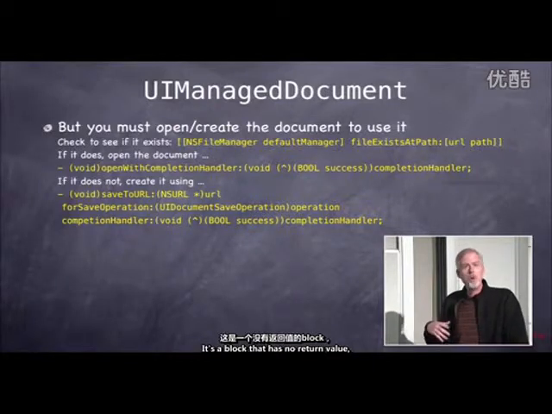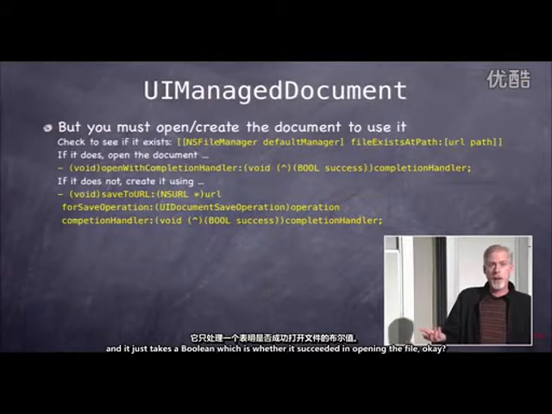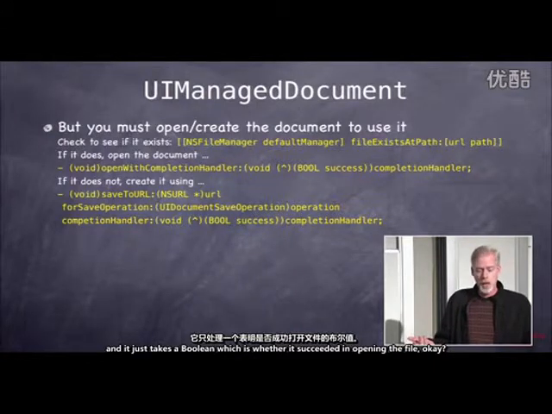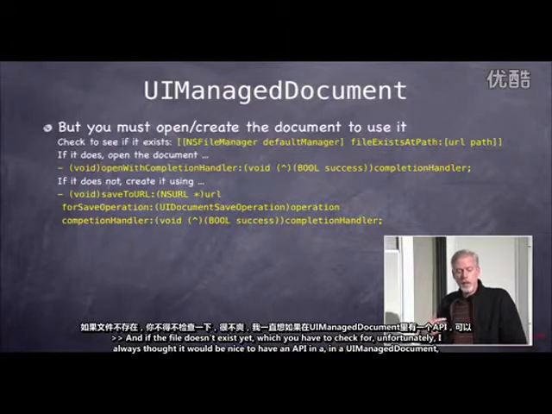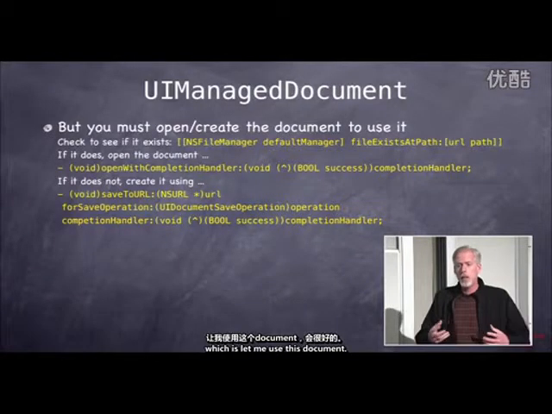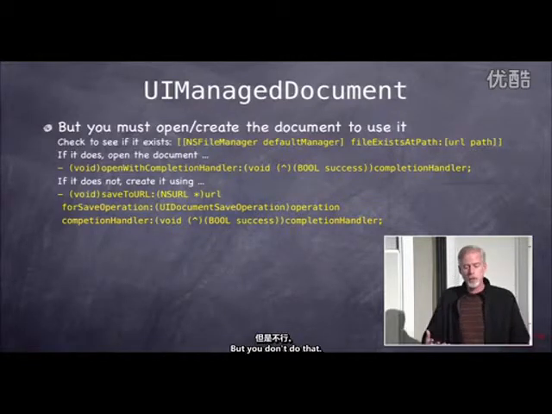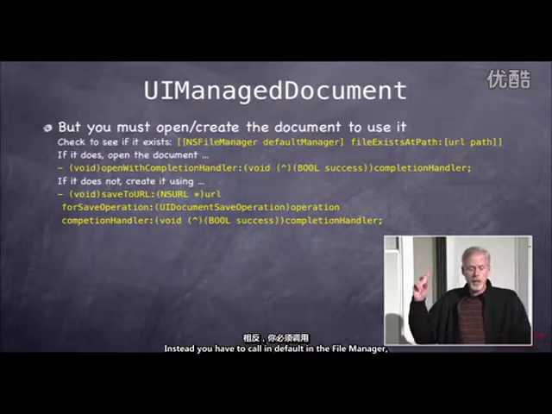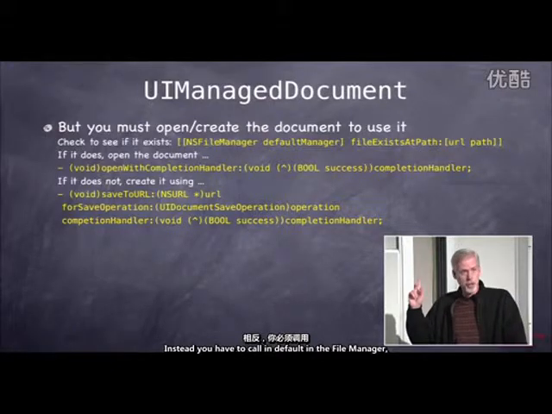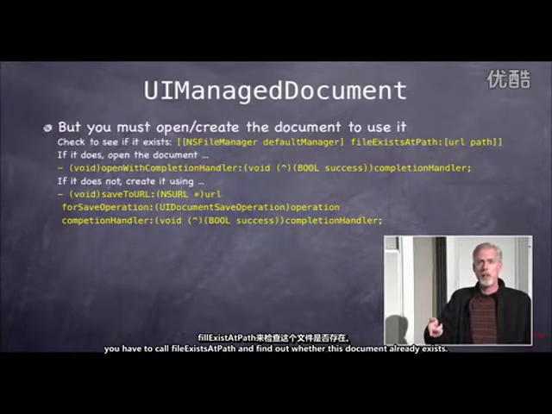It's a block that has no return value, and it just takes a Boolean, which is whether it succeeded in opening the file. And if the file doesn't exist yet, which you have to check for, unfortunately, I always thought it would be nice to have an API in UIManagedDocument, which is, let me use this document. If you have to create it, go ahead, but let me use it. But you don't do that. Instead, you have to call defaultManager on the file manager, you have to call fileExistsAtPath and find out whether this document already exists.